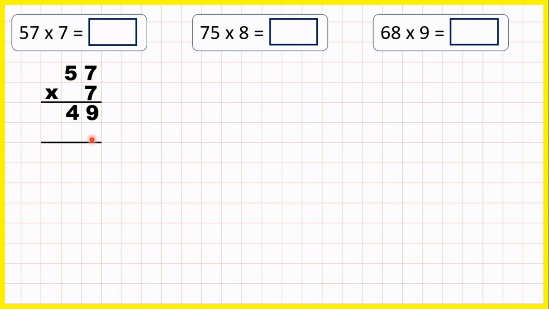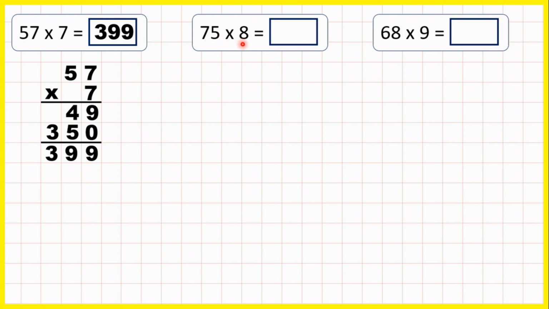but now for our second answer line, we need to write a 0 in the ones column. That's because we're multiplying the 5 that's in our tens. Now 5 times 7 is 35, so we can just add up our answer lines. 9 plus 0 is 9, 4 plus 5 is 9, and nothing plus 3 is 3. So 57 times 7 is 399.